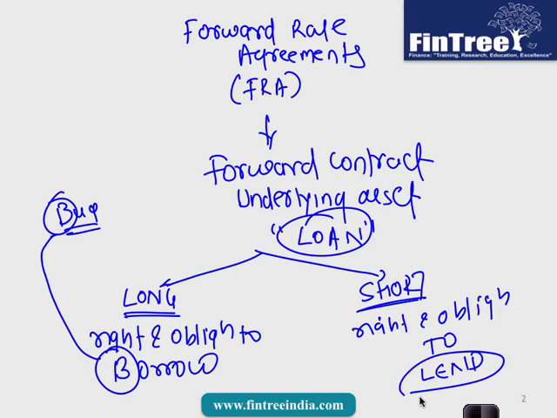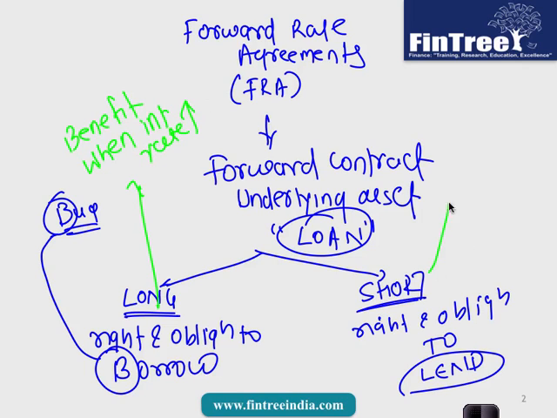Now tell me, if you are long, you have already signed a contract that you are going to borrow at the rate of 6%. Will you want interest rates to increase or decrease? You will want interest rates to increase because you will borrow at a cheaper rate, whereas the rates in the market would be higher. Which means you can write here: long will benefit when interest rates increase, and short will benefit when interest rates decrease. Are we fine?